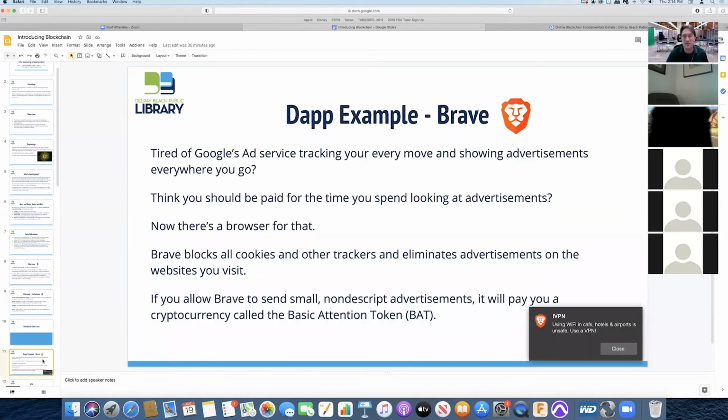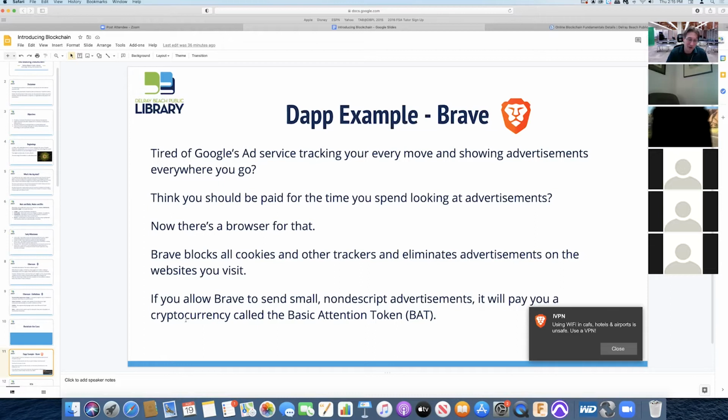So the first one I'm going to mention is a DApp called Brave. This is actually a new type of web browser. Tired of Google's ad service tracking your every move and showing you advertisements everywhere you go? Think you should be paid for the time you spend looking at advertisements? Now there's a browser for that. Brave is a browser that blocks all cookies and other trackers and eliminates advertisements on websites you visit. Now, there's an interesting twist to this, because Brave is basically trying to improve Google and make it better. Google's gotten some criticism lately for being too invasive about people's data and using it to track us and send ads to us. And we don't get paid for that.